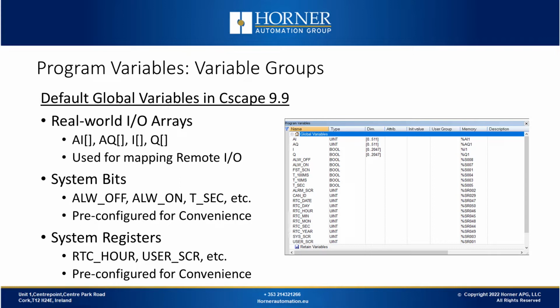The remaining default variables you'll find in your global variables are system bits such as always on, always off, and the flashers for 1 second on and off contact. There are also variables that are tied to system registers like the real-time clock, user screens, alarm screens, etc. Those are pre-configured for convenience.